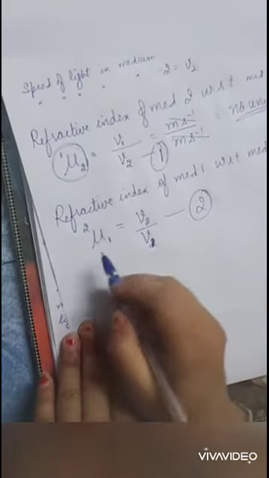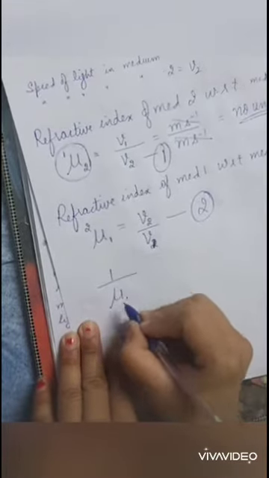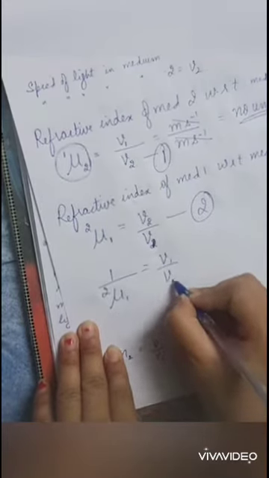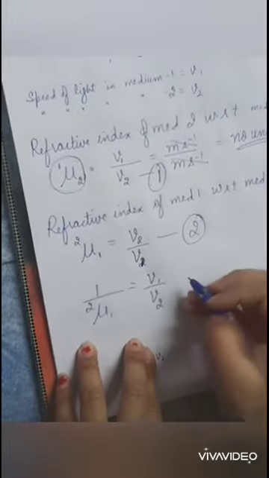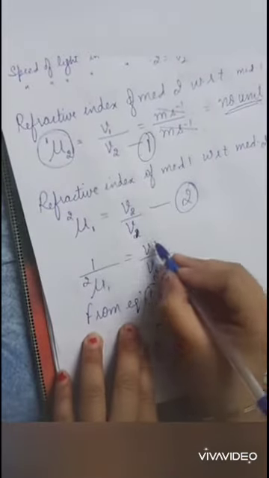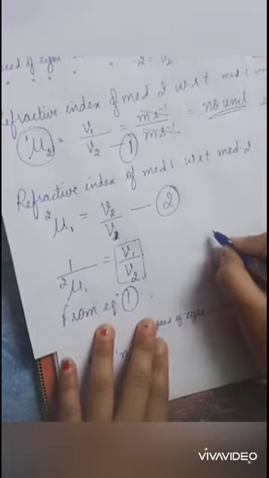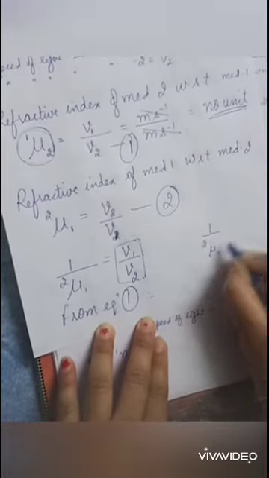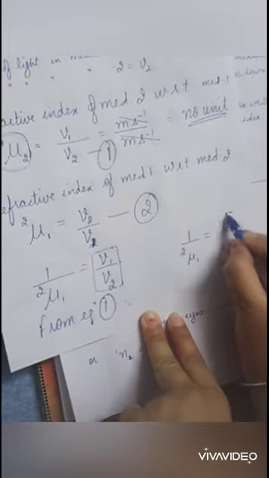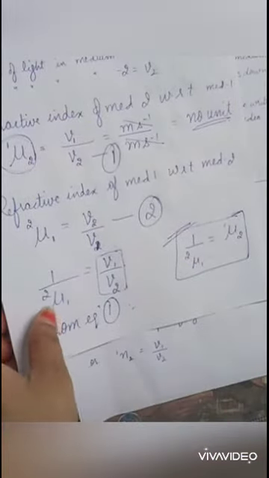Now, do the reciprocal of equation number 2. What we will get? 1 upon mu 1 2 is equal to mu 1 upon mu 2. Now, from equation number 1, put the value of V1 upon V2 in it. Okay, what we will get? 1 upon mu 1 2 is equal to mu 2 1. Both are reciprocal of each other. Okay.